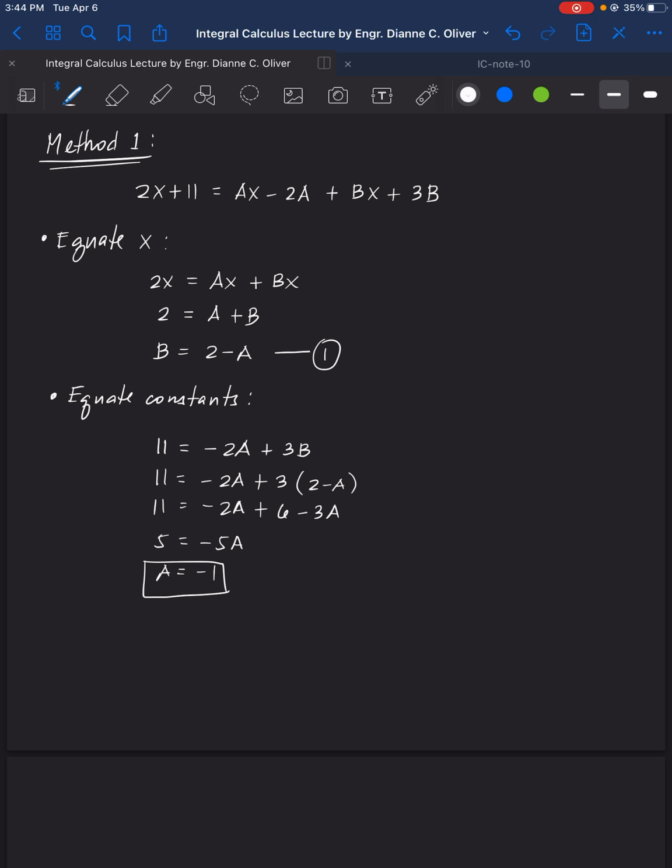Since we were able to find the value of A, we can now find the value of B. In equation 1, we have B is equal to 2 minus A, or 2 minus negative 1. So B is now equal to 3.